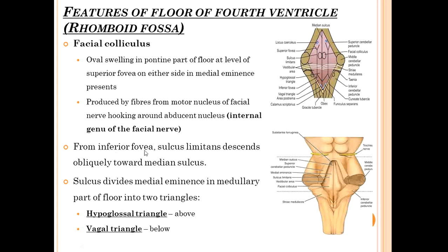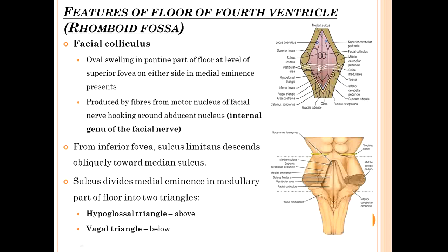Now, from the inferior fovea, the sulcus limitans descends obliquely towards the median sulcus. You can see here from the inferior fovea. This sulcus divides the medial eminence into two triangles. Above there will be one triangle, and the lower one is also a triangle. The upper triangle is known as the hypoglossal triangle and the lower triangle is known as the vagal triangle.